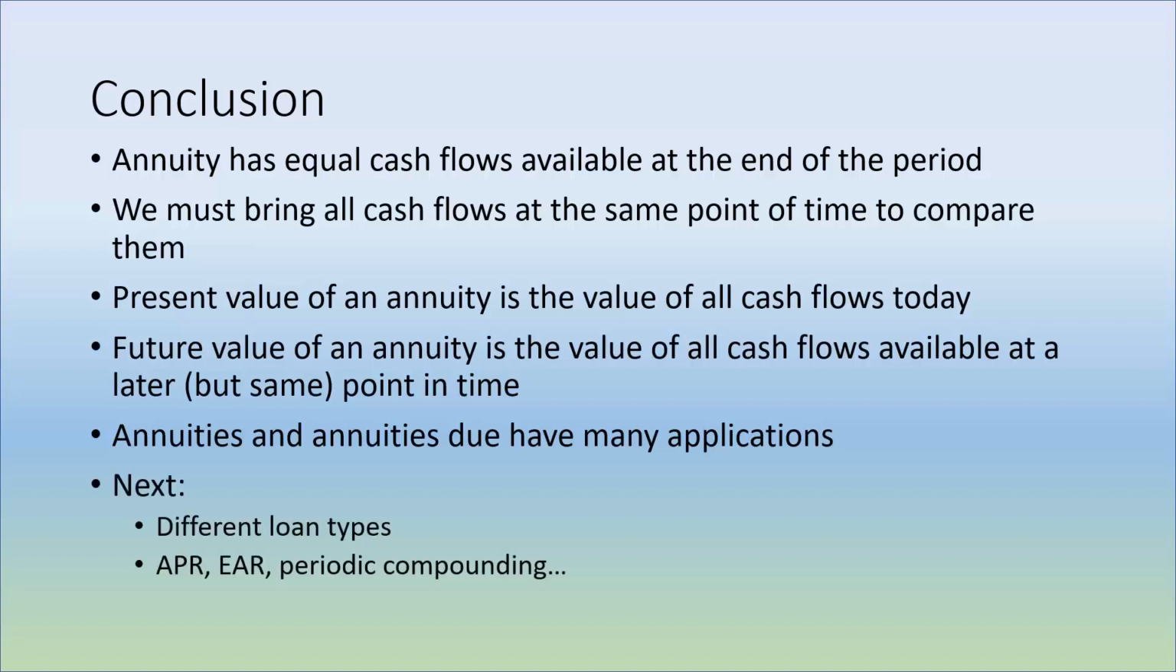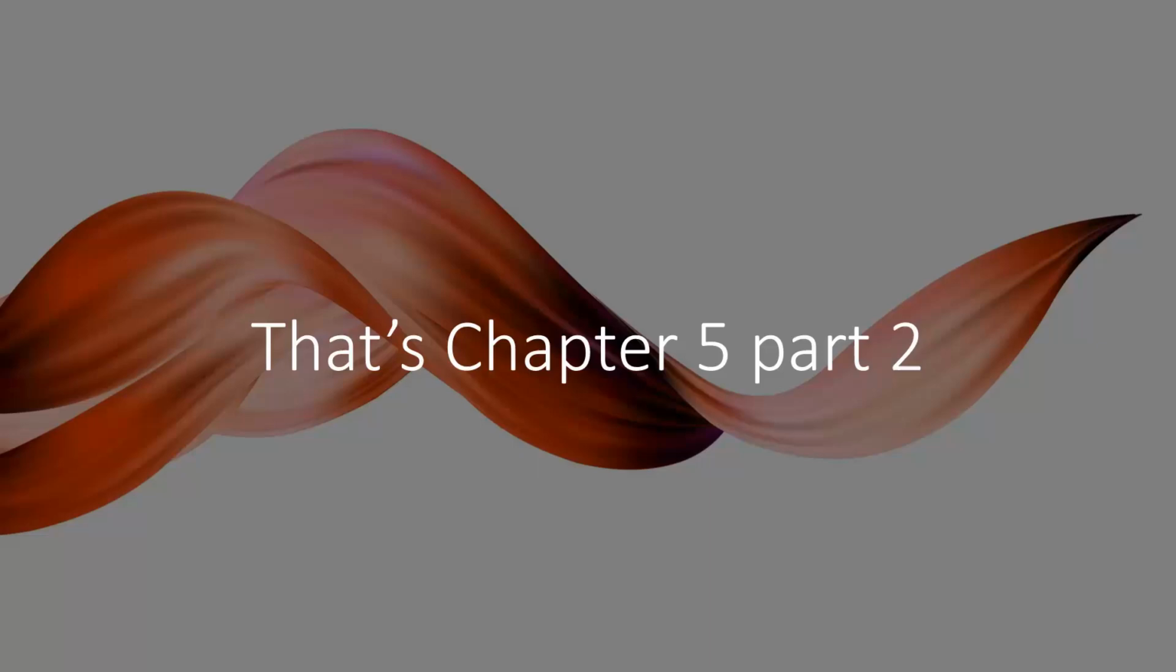Next, we'll talk about different loan types, APR, equivalent annual rate, periodic compounding, etc. That is chapter 5, part 2. Thank you for listening.